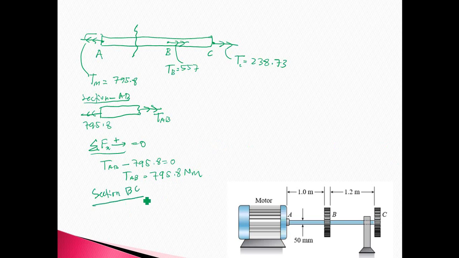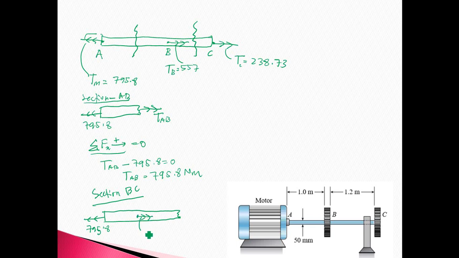Okay, so now we proceed with section BC. So what we have to do is the imaginary cut at section BC, and then we draw the free body diagram for section BC. Okay, so I rewrite again. So here is 795.8, okay, and then we have the torque at B.